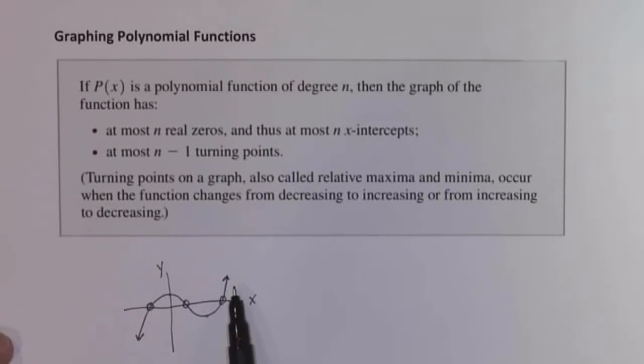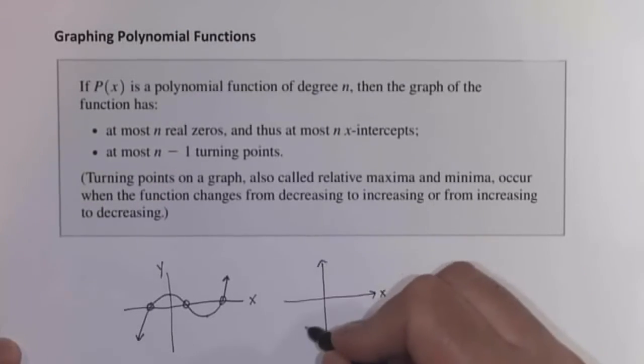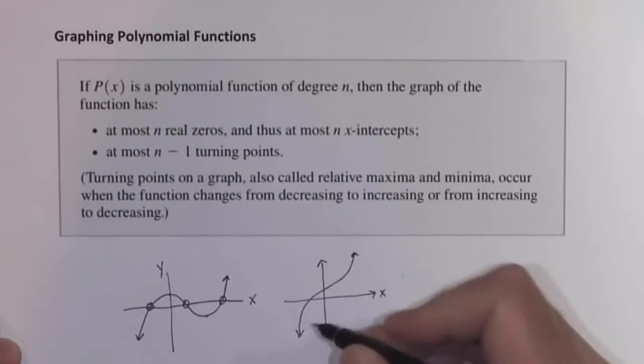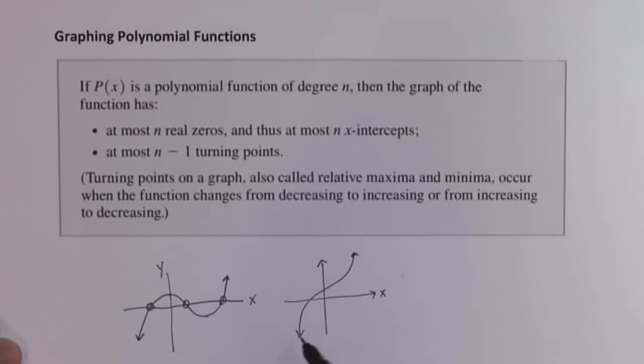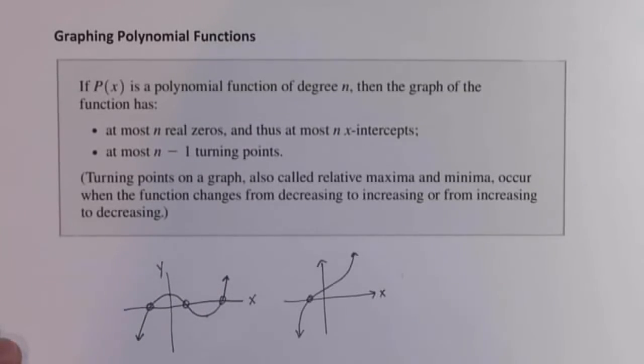Now again, let's focus on the words at most, which means it doesn't have to have 3 real zeros and it doesn't have to have 2 turning points. So remember, cubic functions, for example, could look like this, where they just have a bend rather than an actual drain pipe look. So if this is a degree 3 polynomial, it can have at most 3 real zeros. In this case, it would only have 1. It only has 1 x-intercept. And in this case, it doesn't have any turning points. So it could have at most 2, but it will not have more than that.